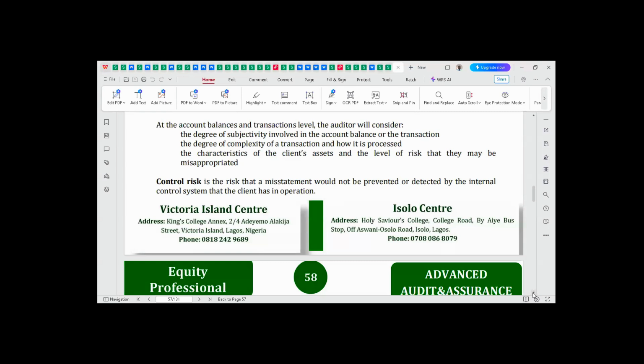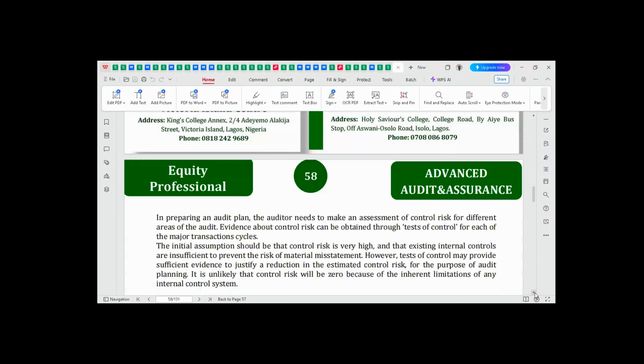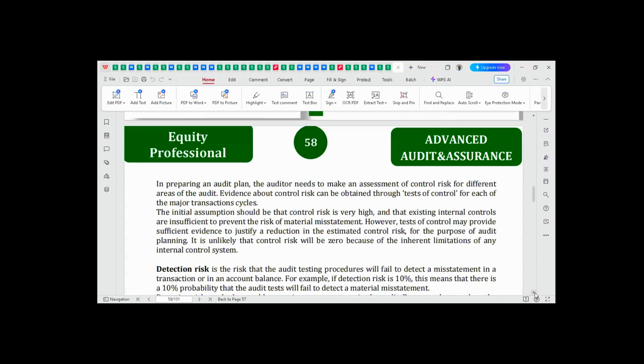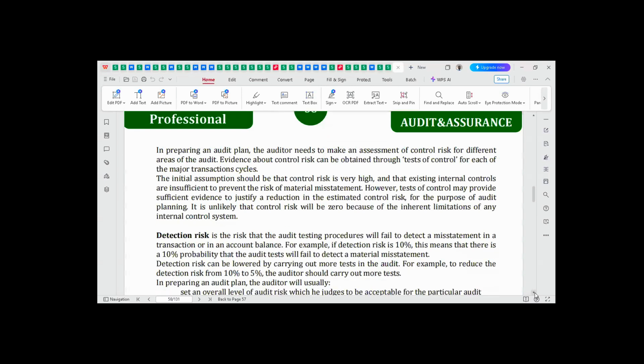All right? The third one is called the detection risk. The detection risk is a risk that the audit testing procedures will fail to detect a misstatement in a transaction or in account balance. That's detection risk. What do we mean by this? This is the only risk that is applicable to the auditor. It's peculiar to the auditor.